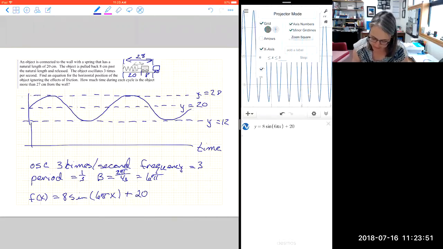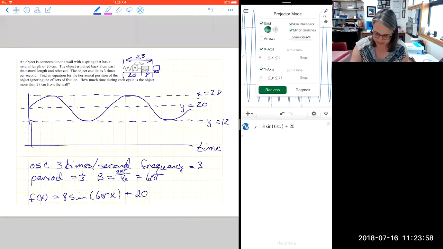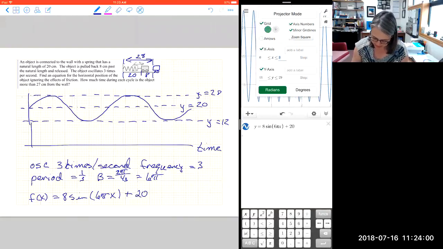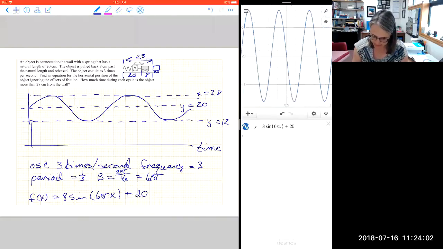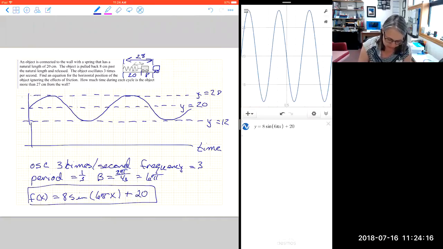Okay. So does that look right? Let's see, we oscillate 3 times per second. Yes. So that actually gives me 9 periods. I don't even really need that many. So let's just go to 1. All right. There we go. So that matches what I expect. And so this is my equation that describes the motion of my cart. So we did that.